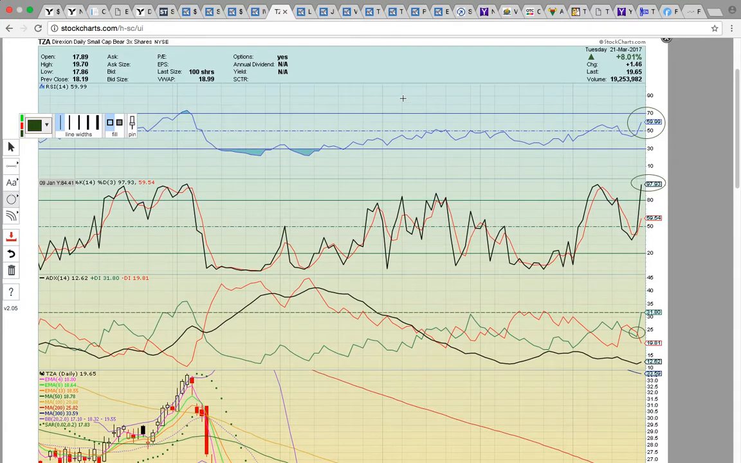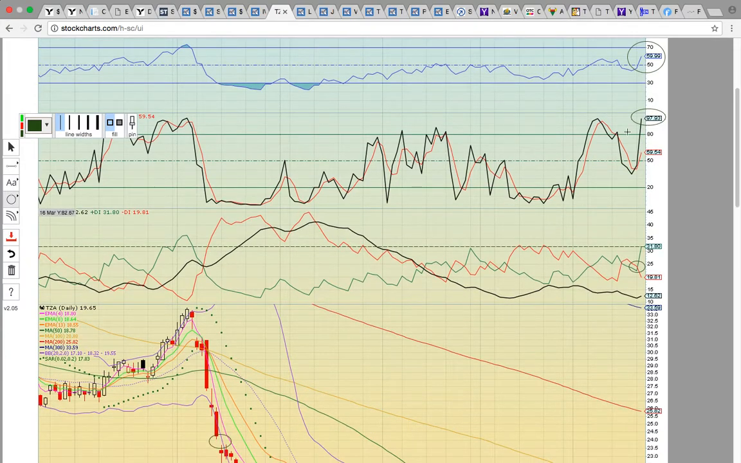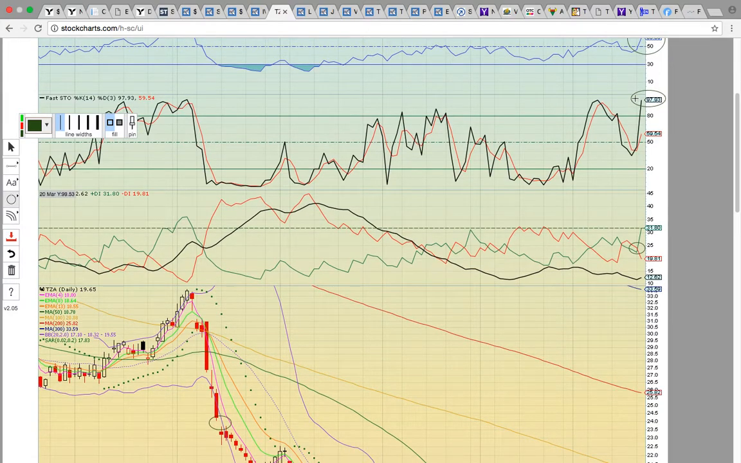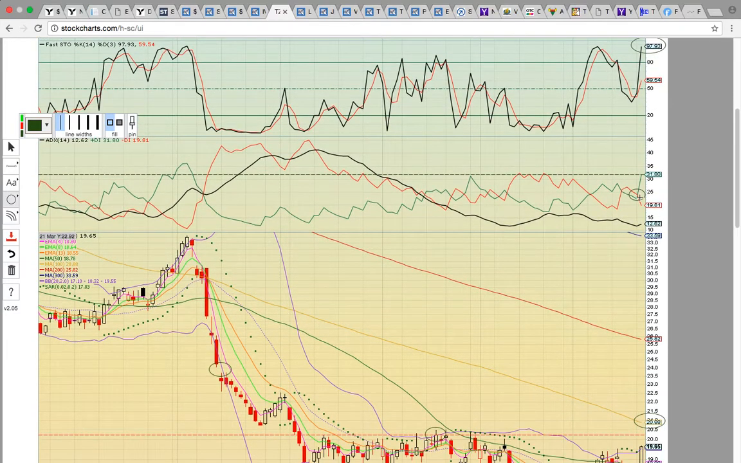This is the 3 times bear ETF here, and notice that RSI closed in the 50 to 70 bull zone. So this is a very bullish close on RSI. It was frothy on Fasto at 97.93. That is signaling temporarily overbought. If it can stay above 80 and stay above 50, that could signal a possible start of this new uptrend here. There was a bull cross on ADX.